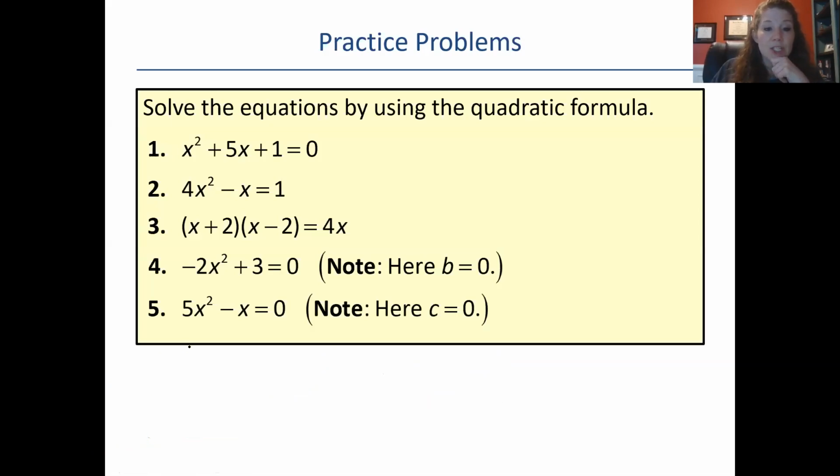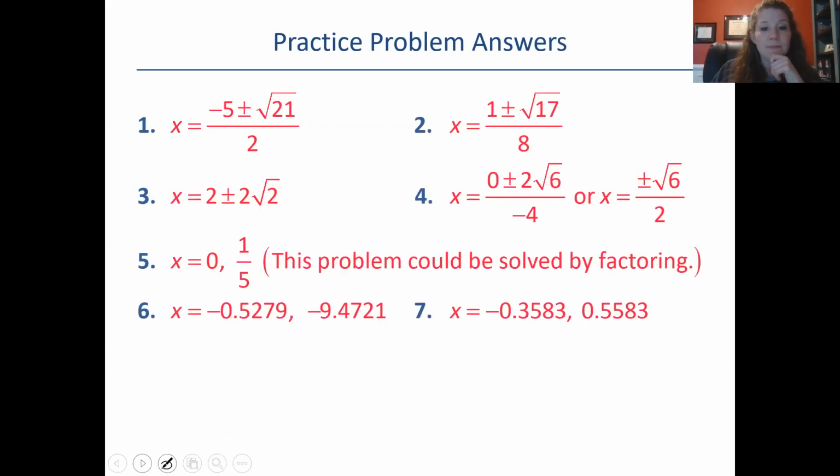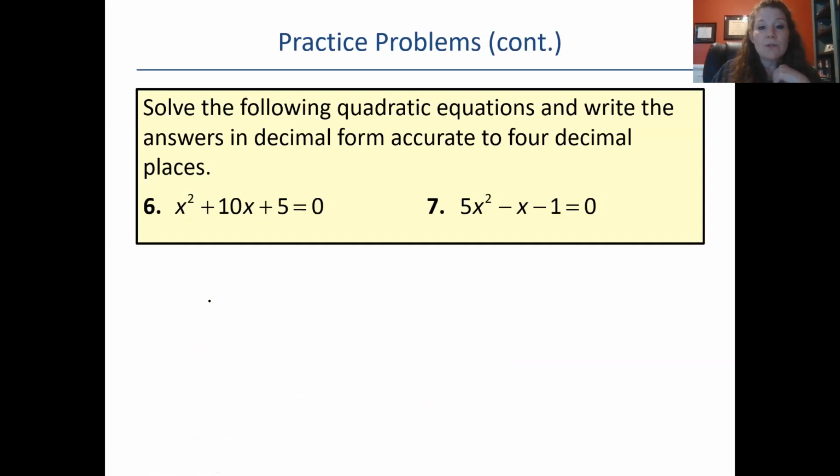All right, so you guys try these, and the answers are given to you on your paper, I believe. Oh, are there 7? Did I give you all 7? And then I don't think, no, you didn't have to do 6 and 7 because you didn't have to turn your answers into decimals. All right, so you guys try those.